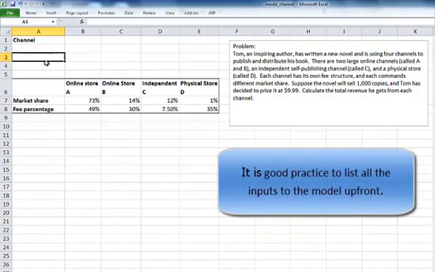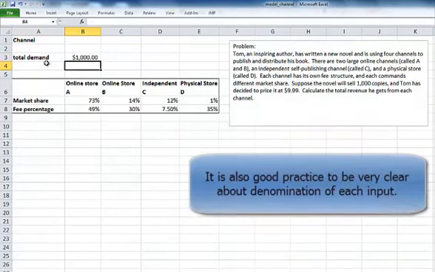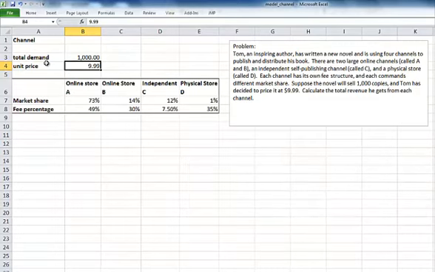I'll say total demand, 1,000, and change the format here because demand is just units. We also know price. I would say unit price, $9.99. Now it is in dollars, so we can press Ctrl+Shift+4 to change the format into a dollar sign.